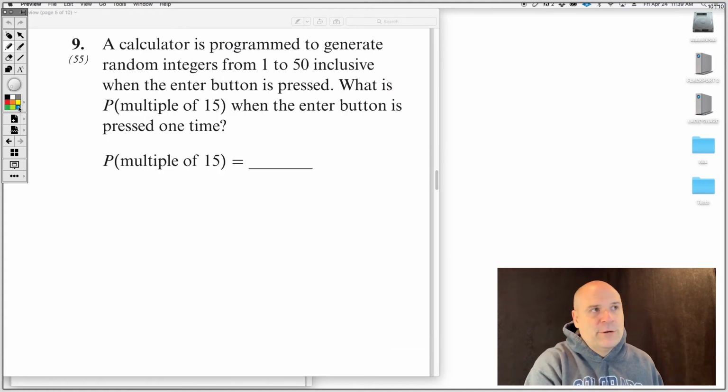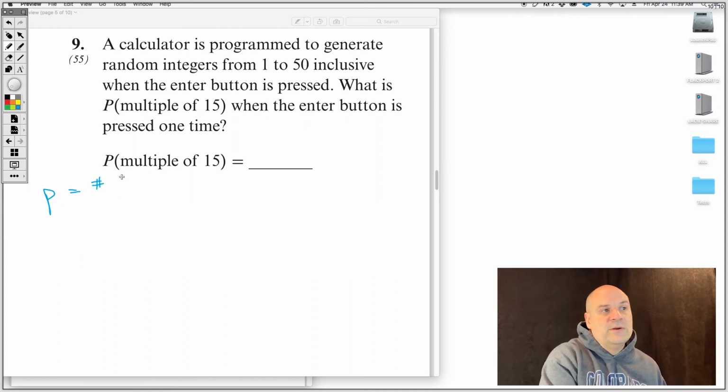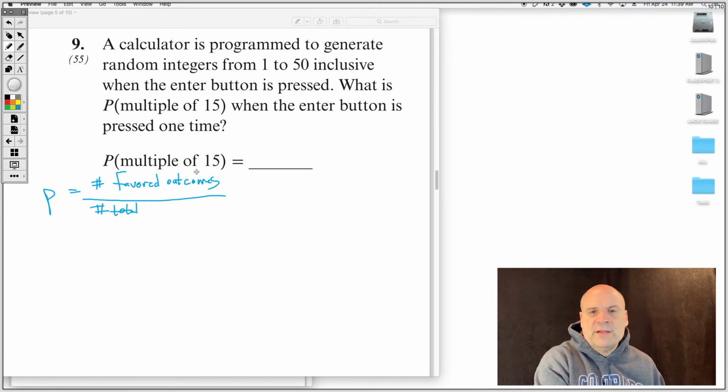Okay, number 9 is probability. Oh, I like probability. So remember, when you're looking for probability, you're looking for number of favored outcomes. In this case, it's however many numbers that are in between 1 and 50 that are multiples of 15 over the total number of outcomes.